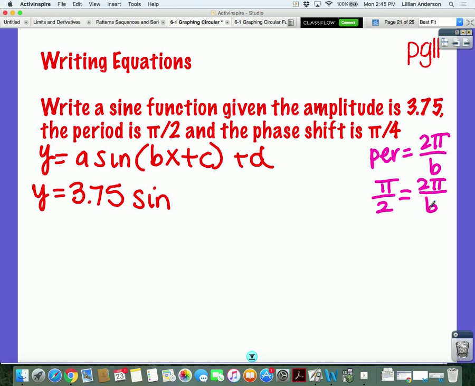How do you solve this? Cross multiply. What's pi times b? What's 2 times 2 pi? So all we did was cross multiply, set them equal to each other, and now what do we do to find b? What's 4 pi divided by pi? So b is 4. Does everybody see how that works? b is not your period. It's what you use to find your period. So if you're given your period, you have to set up an equation to find it.